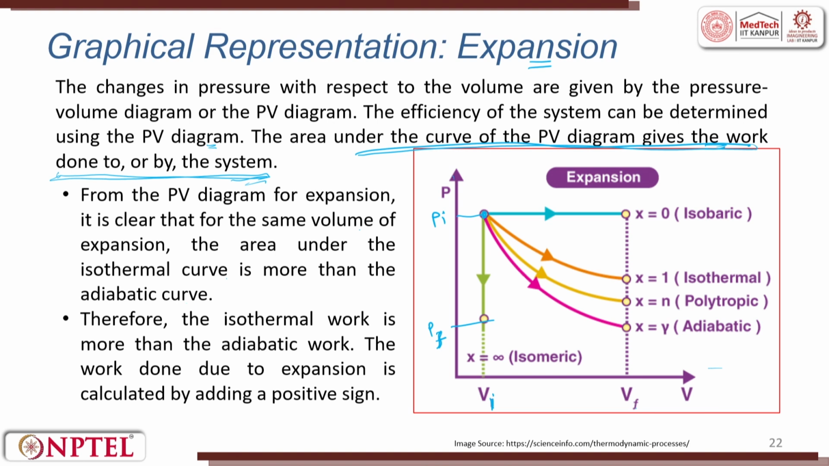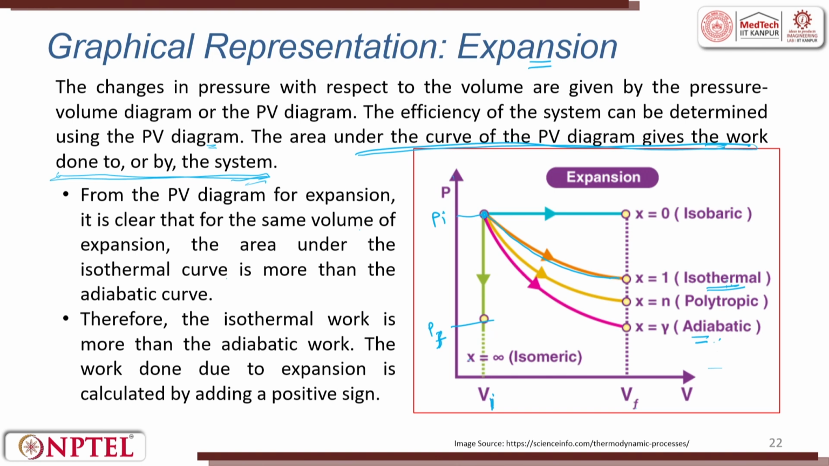So now what is expansion? When in the PV diagram the expansion happens at a given pressure, the volume goes to the final state. From a PV diagram of expansion, it is clear that for the same volume of expansion, the area under the isothermal curve is more than the adiabatic curve. So this is what it is. You see the slope of isothermal is higher as compared to that of adiabatic. Therefore, isothermal work is more than adiabatic work.